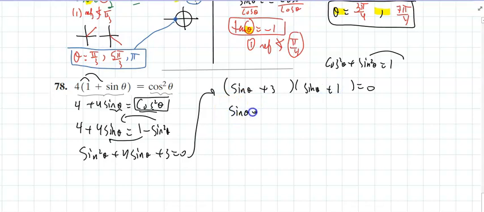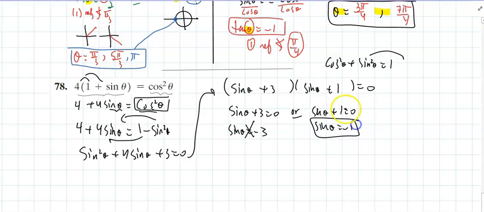This says sine of theta plus 3 equals 0, which means sine of theta equals negative 3. That's impossible. Or sine of theta plus 1 equals 0. That means sine of theta equals negative 1. And I know this happens only in one place. This is a special case again. Every now and then, things do happen that way.